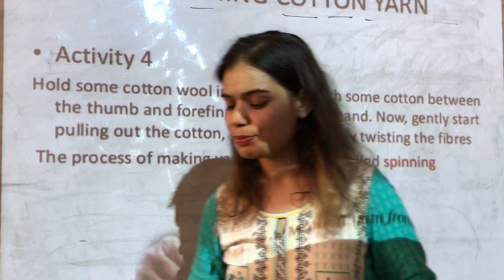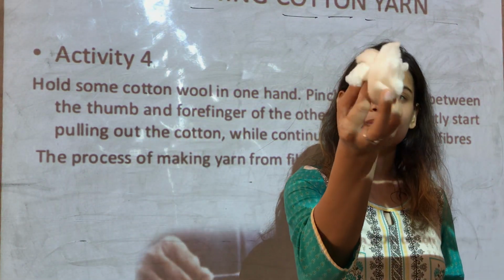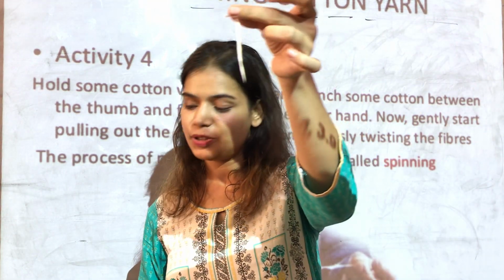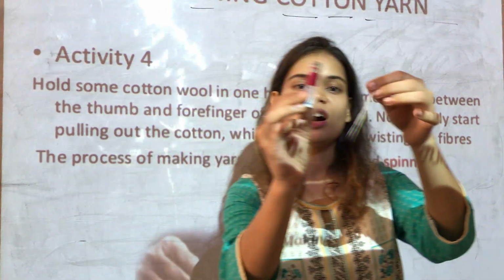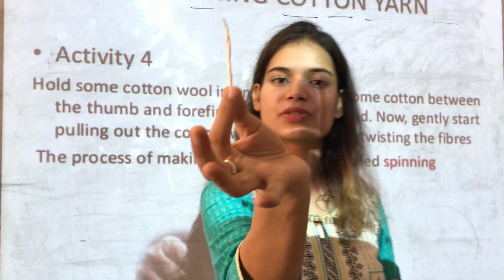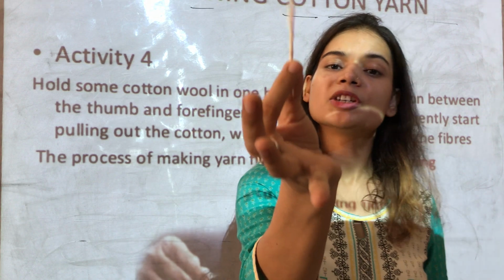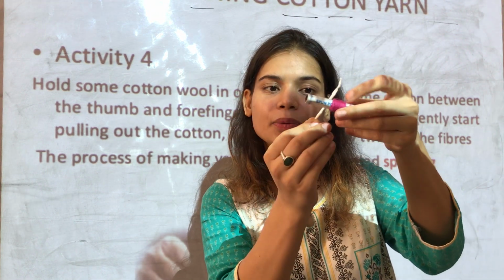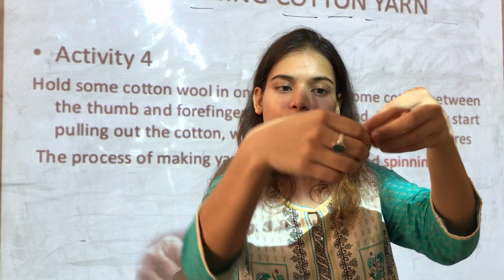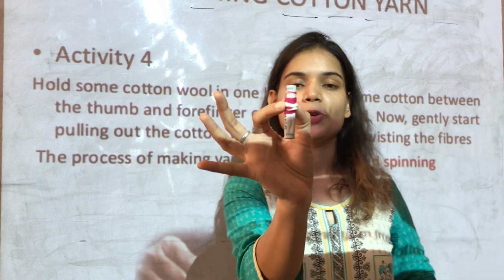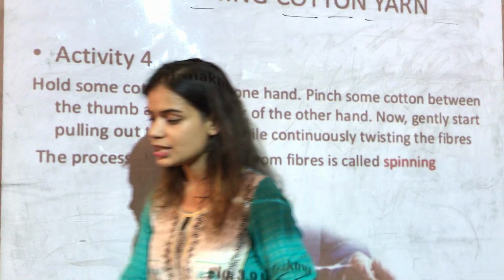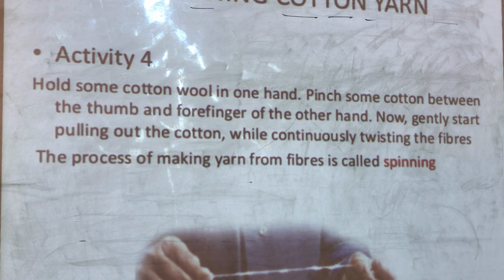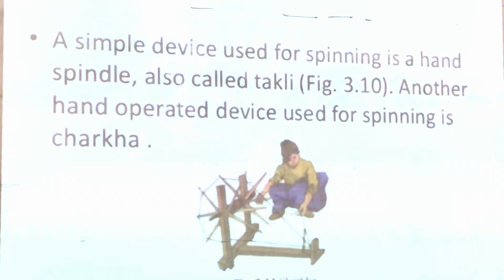So what happens in spinning? We convert this cotton ball into a piece of thread and we make yarn out of it. I have made this very thick one, but with the help of machines or charkha, we make it thinner like this, and we convert it into yarns and make bundles out of this. So this process is called spinning. Clear everyone? So let us read about spinning.